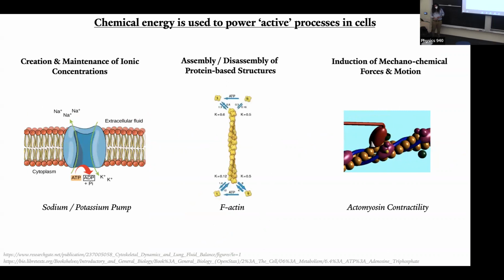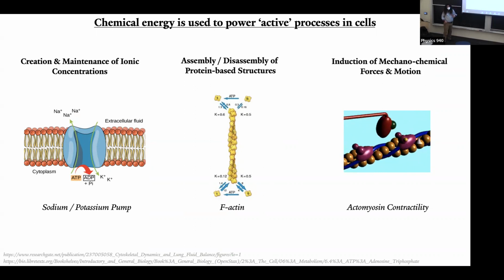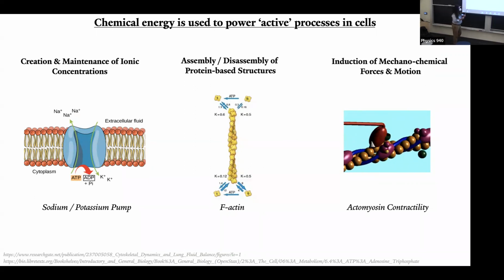Now that energy can go on to power a wide variety of different processes, what we call active processes. So it can be used to power ion channels, which can then create gradients of ions on either side of the membrane. That, of course, is going to contribute to things like the establishment of osmotic pressures, changes in volume, large mechanical changes at the cellular level. We know that ATP hydrolysis is what's going to be used for the assembly and disassembly of protein-based structures.